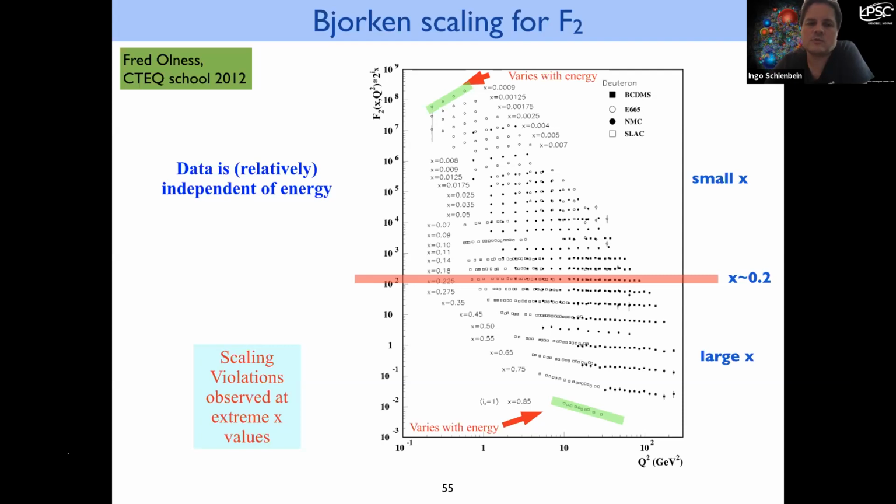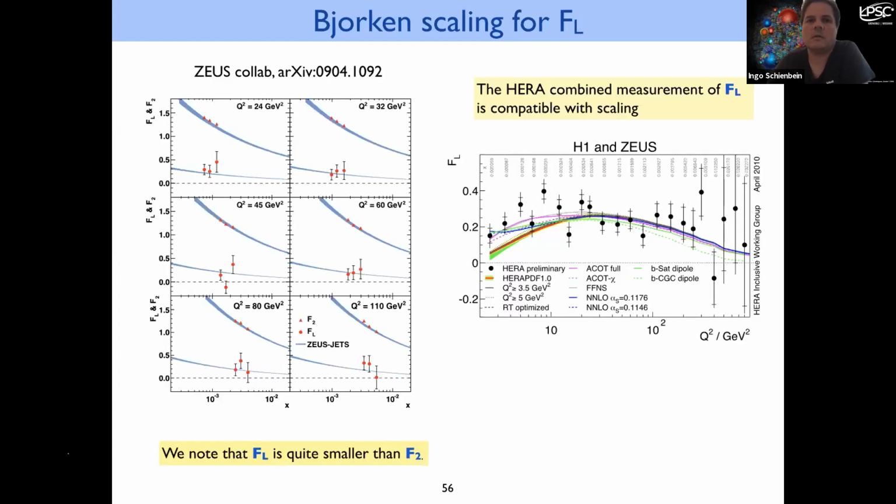That is due to scaling violations, which enter when you take into account QCD corrections to this parton model picture, which will come later. But essentially at x about 0.2, we still have really scaling in the data, independent of Q squared. And that indicates that the nucleon is really composed of point-like partons in a certain sense.